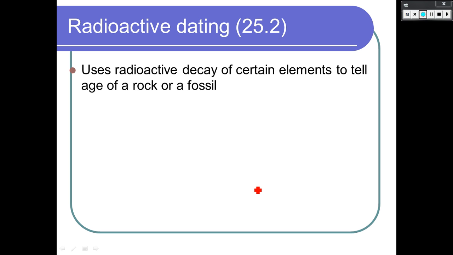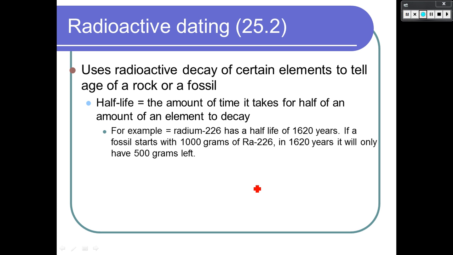It's a naturally occurring element. And so what you need for that is a half-life. It's the amount of time it takes for half of an amount of an element to decay. So for example, radium-226 has a half-life of 1,620 years. So if a fossil starts with 1,000 grams of radium-226, in 1,620 years, it will only have 500 grams left.